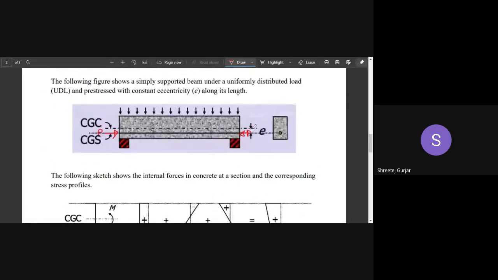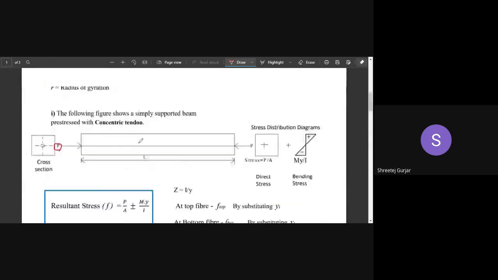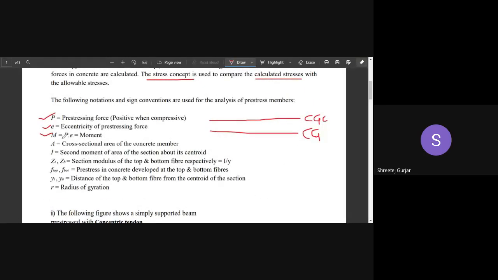Because of this eccentricity, there will be some amount of moment generated, because whenever there is a force like this acting from a certain point, we calculate the moment based on this lever arm which is here. So the force P multiplied by the perpendicular distance will give you your moment. That is what is mentioned over here. So moment M is equal to P into e. Pre-stressing force into your eccentricity, that is your perpendicular distance, will give us the moment.